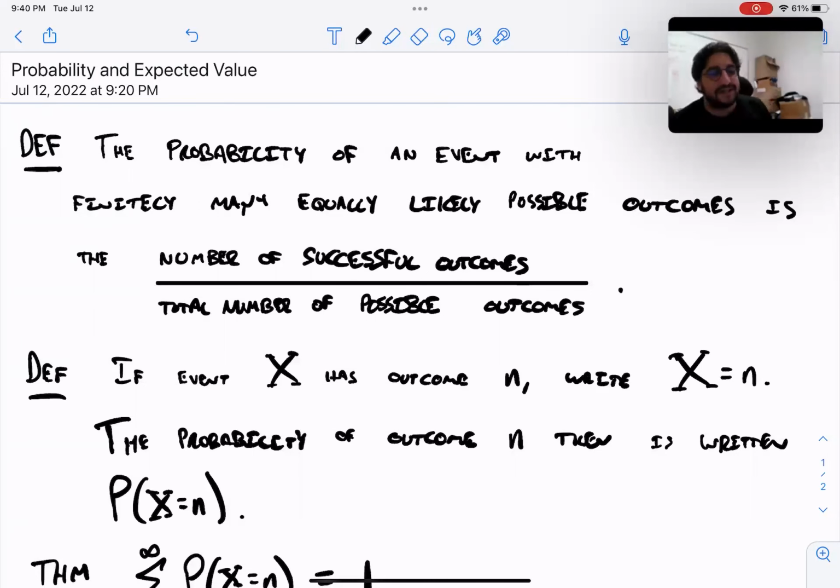Probability, a huge topic, a huge adventure. Here we're going to do just the tiniest introduction to probability in the context of our combinatorics adventure, because a lot of probability problems can be solved using the counting techniques that we've been playing with lately.